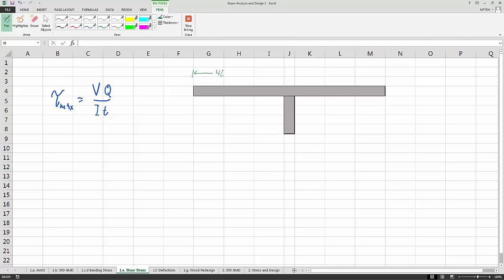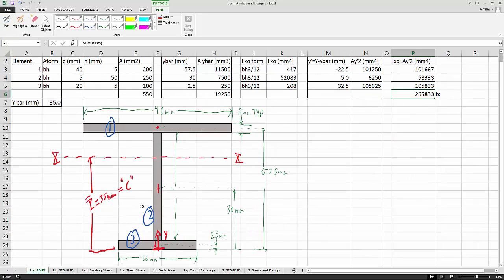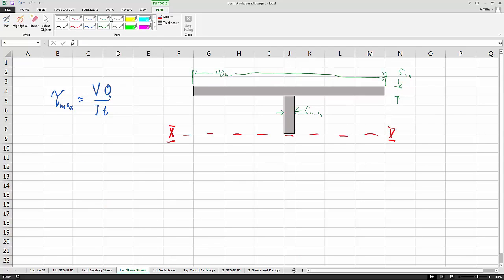Okay, this is a width of 40 millimeters. These are 5 millimeters. And the distance from top to here, where our centroidal axis is, that is 60 millimeters top to bottom minus the C of 35 millimeters. So that makes us 25 millimeters top to bottom. Subtract this 5 millimeters and we get 20 millimeters. Okay, so we have all of our dimensions that we need.